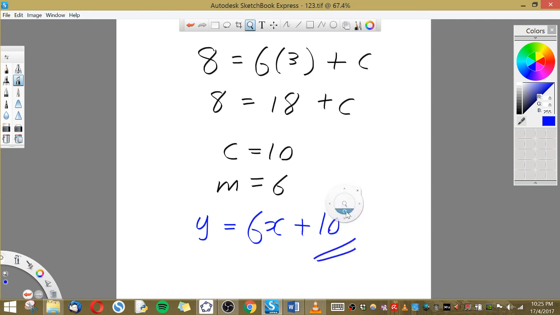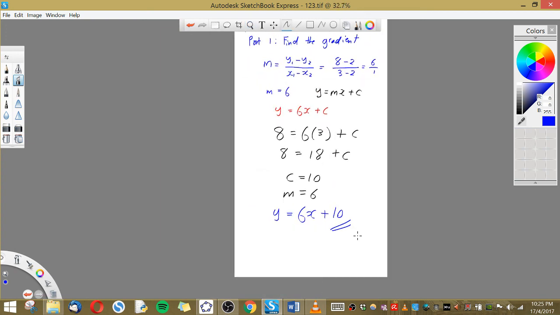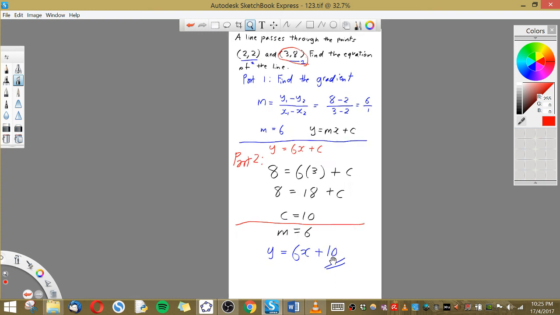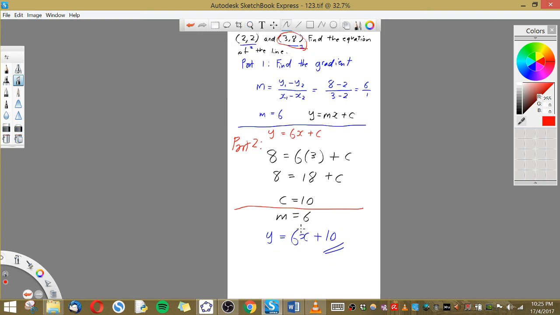So let me give a recap on how I got here. First, whenever they give you 2 points and they want you to find the whole equation, part 1 is finding the gradient. And then part 2 is finding c, where in order to find c, you substitute any one of these points inside. After you found c, maybe you can call it the third part, you just have to rewrite the equation of a line such that you know what number m is and you know what number c is.